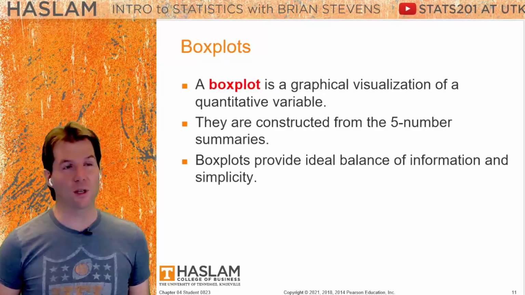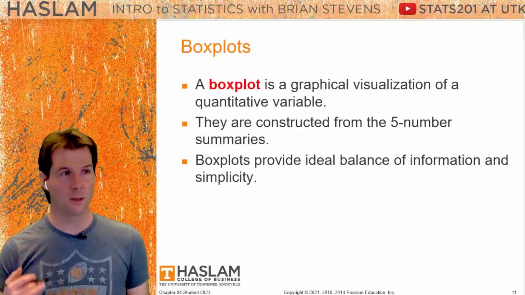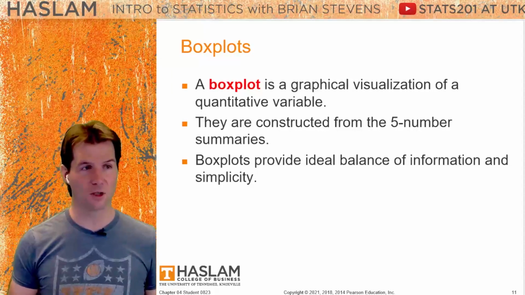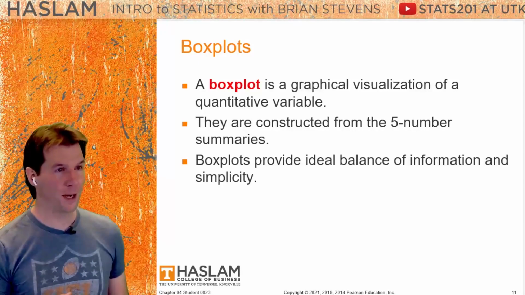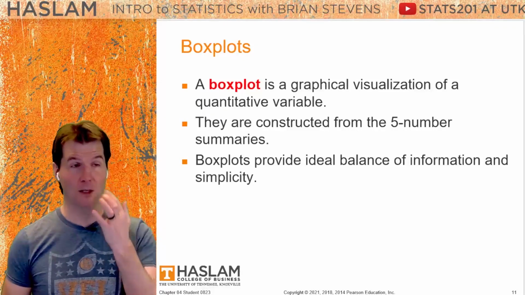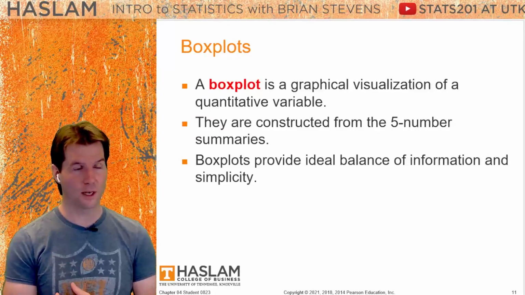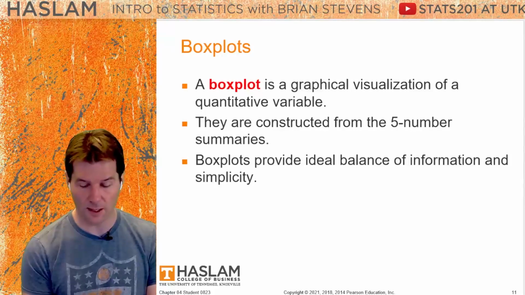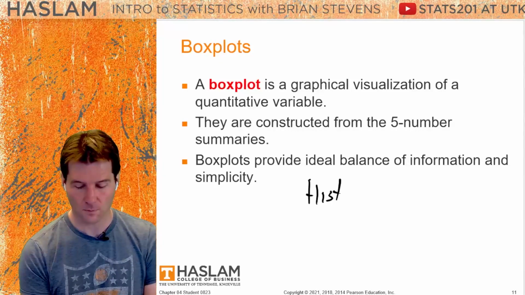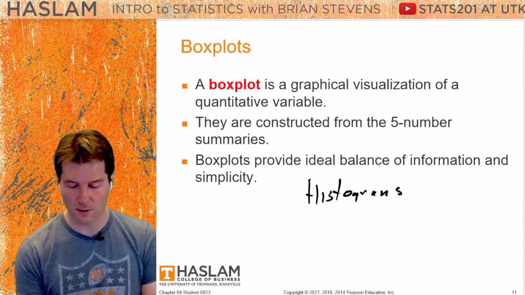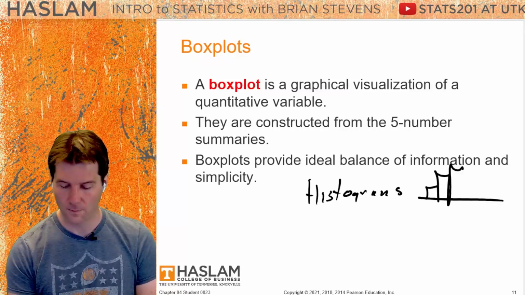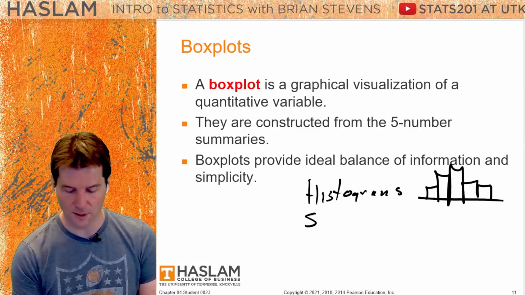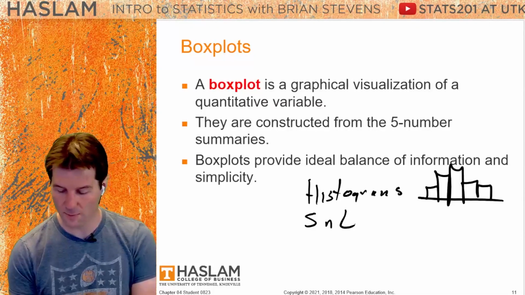And so how do we visualize this? A box plot is going to be a visualization of the 5-number summary. So once again, box plots are going to be a way to visualize univariate quantitative data. We had a few ways already. We had histograms. Histograms look like the following. We had stem and leaf. Put a stem and leaf right here.